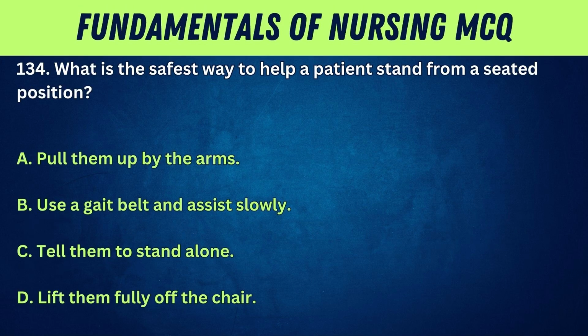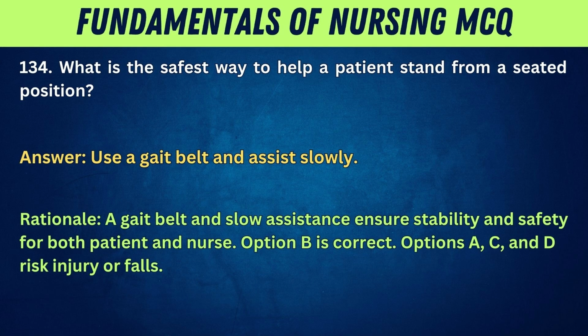134. What is the safest way to help a patient stand from a seated position? A. Pull them up by the arms. B. Use a gait belt and assist slowly. C. Tell them to stand alone. D. Lift them fully off the chair. Answer. Use a gait belt and assist slowly. Rationale. A gait belt and slow assistance ensure stability and safety for both patient and nurse. Option B is correct. Options A, C, and D risk injury or falls.